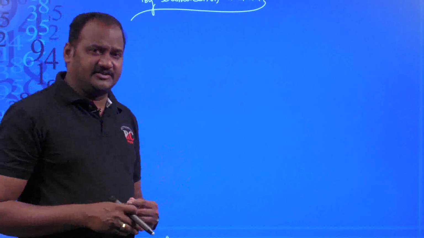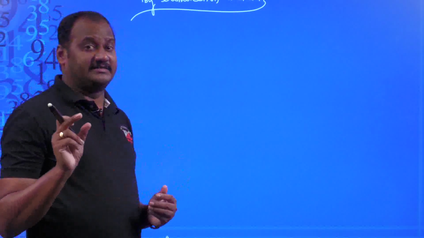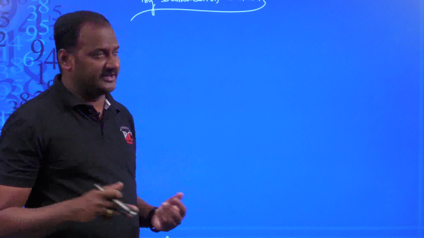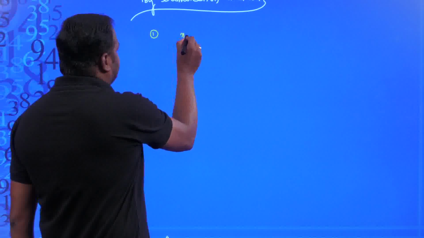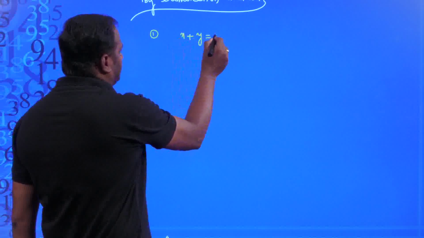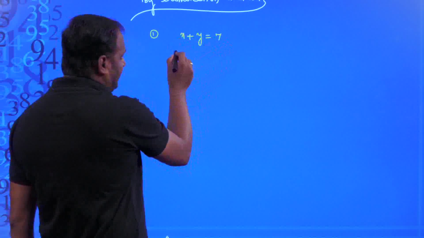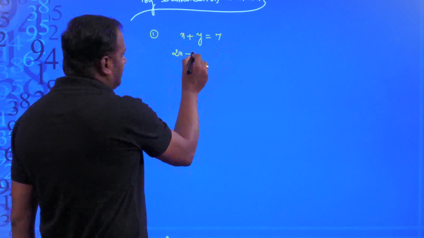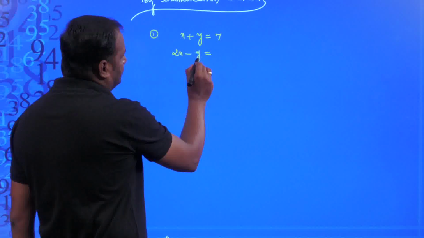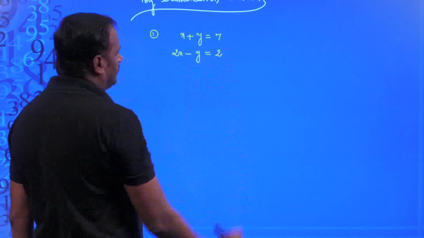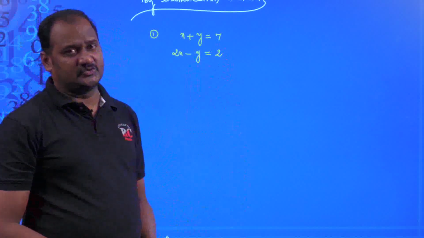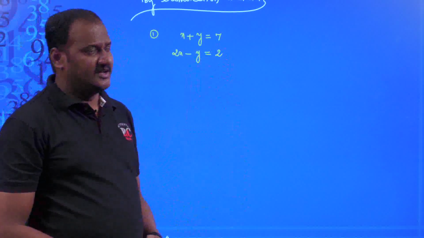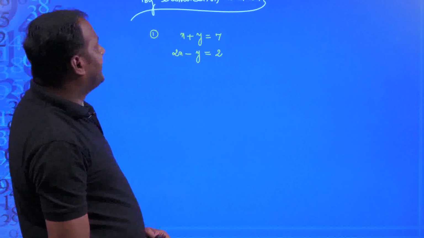Of course, whatever method you are using, ensure that they have a unique solution, otherwise we cannot solve. I am taking one example: x plus y is equal to 7 and 2x minus y is equal to 2. These two are a pair of linear equations. Now, I am going to solve by the elimination method.